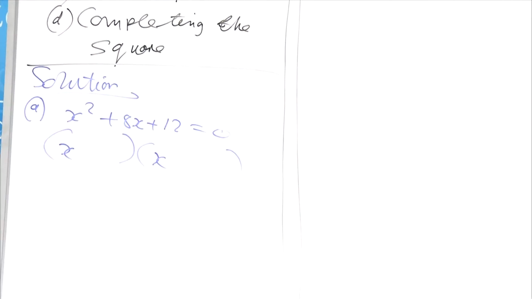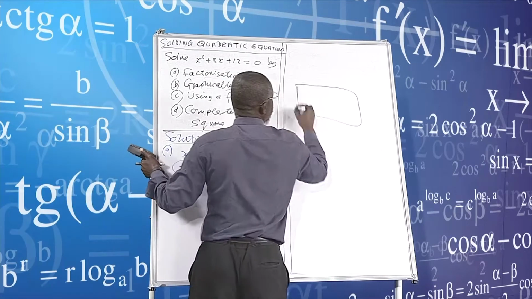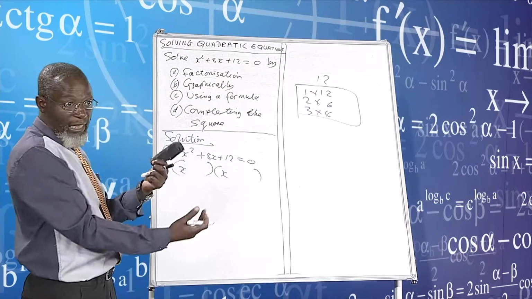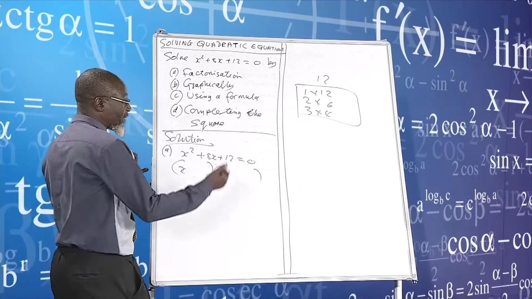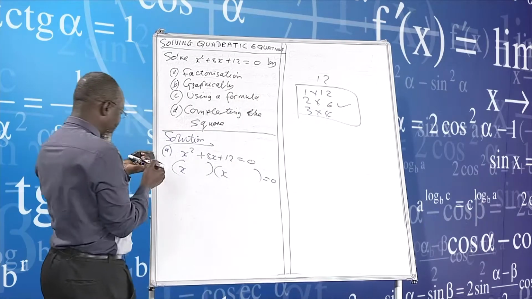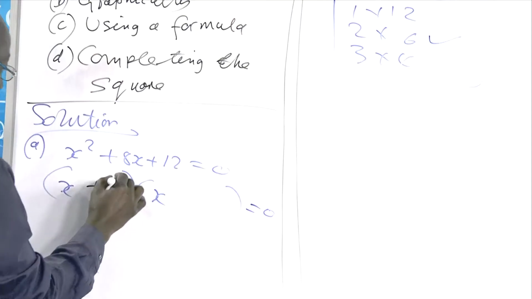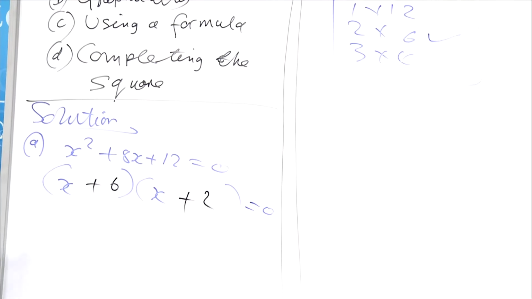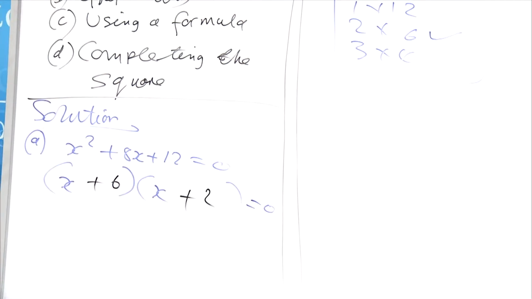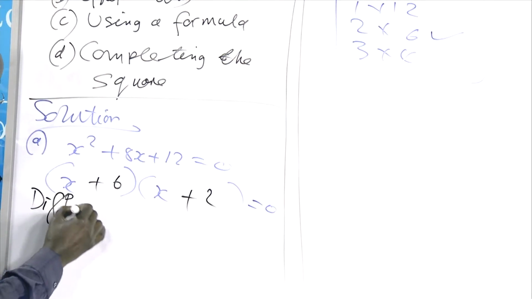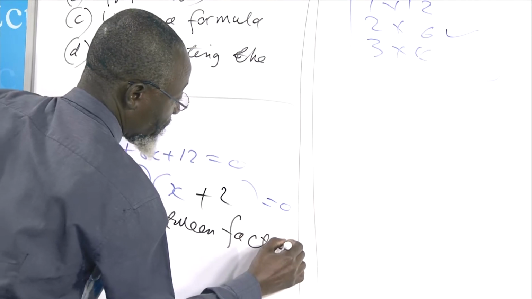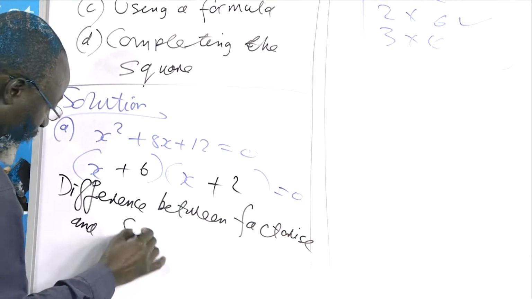We know that 12 can be written as 1 times 12, and then 2 times 6, and 3 times 4. Here I have set the equation equal to 0. Here we get 8 from 2 and 6, so x plus 6 and then x plus 2. I have made up the 8. Right, the difference between factorize and solve.